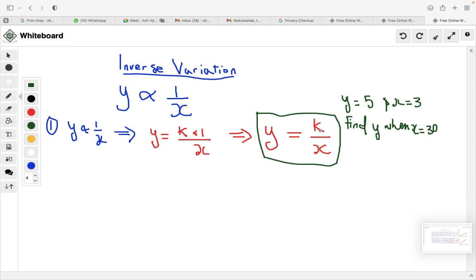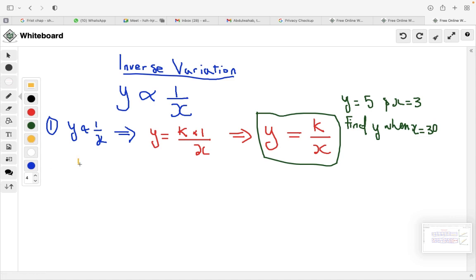You have to find the value of k first, and then you substitute, because there are usually two sets of values. The first set gives you x and y so that you can find k. The second set gives you only x and asks you to find y, or gives you only y and asks you to find x. Whichever one, you just substitute it into the function. First, we use this function to find our value of k.